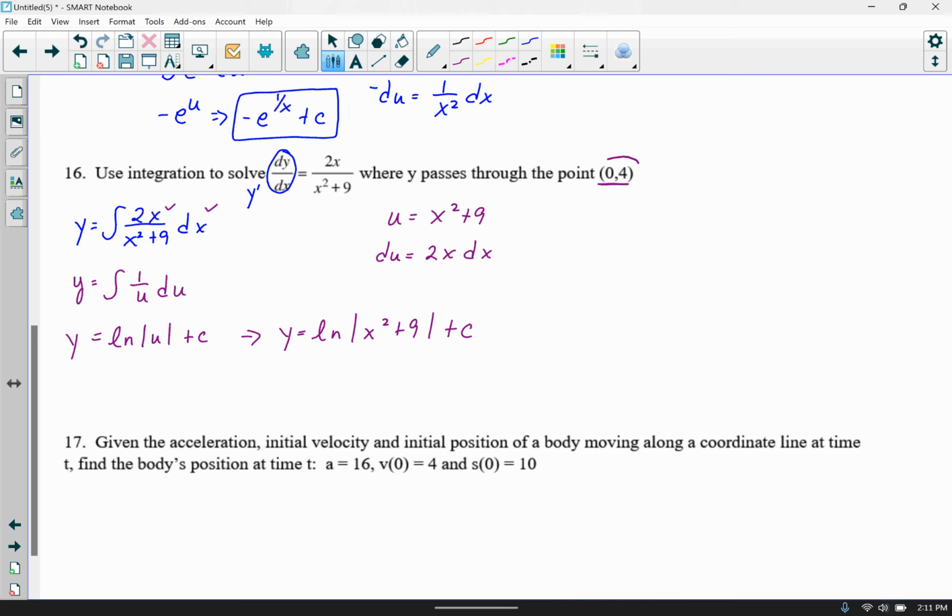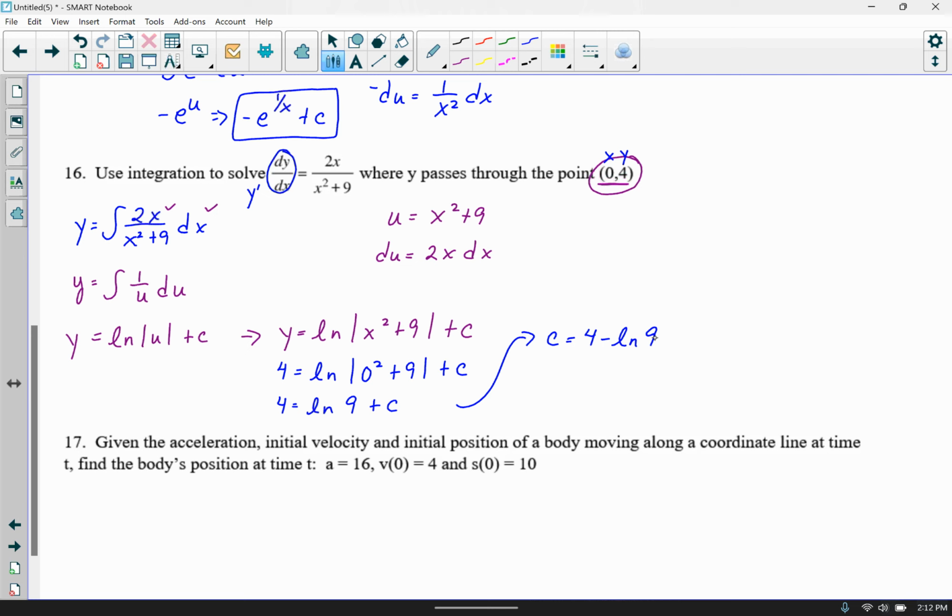But since I've given you this information about the point it passes through, that's going to allow us to solve for our c value. So what we want to do at this point is plug in our x and y values. So 4 equals the natural log of, plug in your x, I'll show my work here, 0 squared plus 9, plus c. So I'll have 4 equals the natural log of 9 plus c. We can get an exact answer for our c, because the natural log of 9 is just a number, so I would subtract the natural log of 9 from both sides. So c equals 4 minus the natural log of 9.